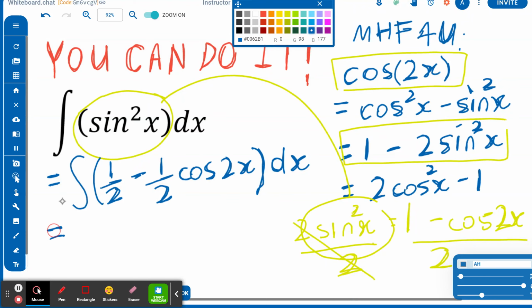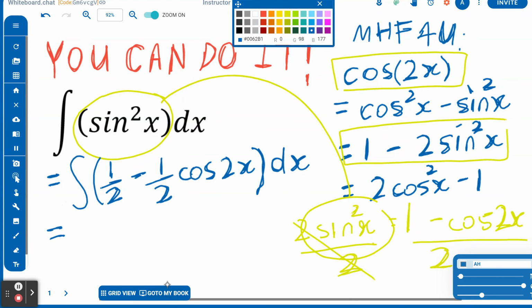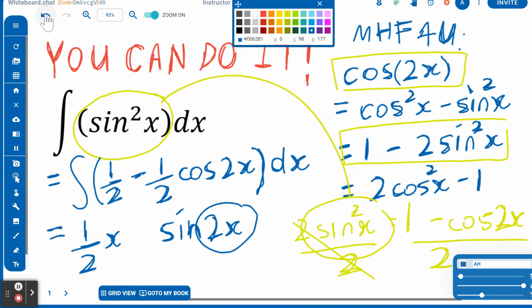Now here comes the final answer, and I hope you're with me. The antiderivative of half is basically half times x. And likewise, if you think about the antiderivative of half of cosine 2x, the antiderivative of cosine is going to be sine. So you can write down sine 2x. But don't forget, you have to divide by the derivative of 2x. And the derivative of 2x is going to be 2. And since there's already a half at the front, this means it's going to be 1 divided by 4.